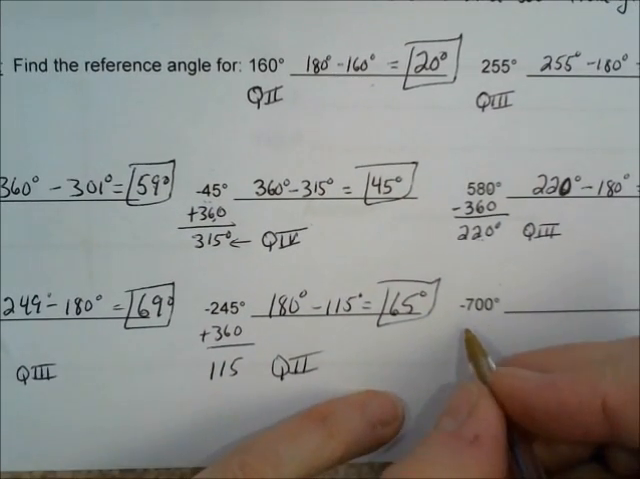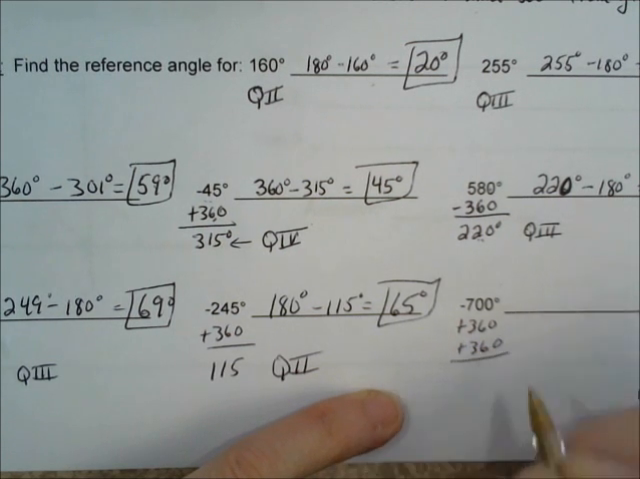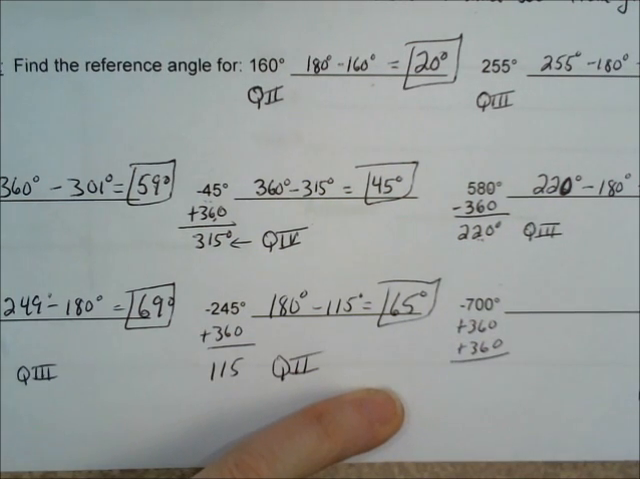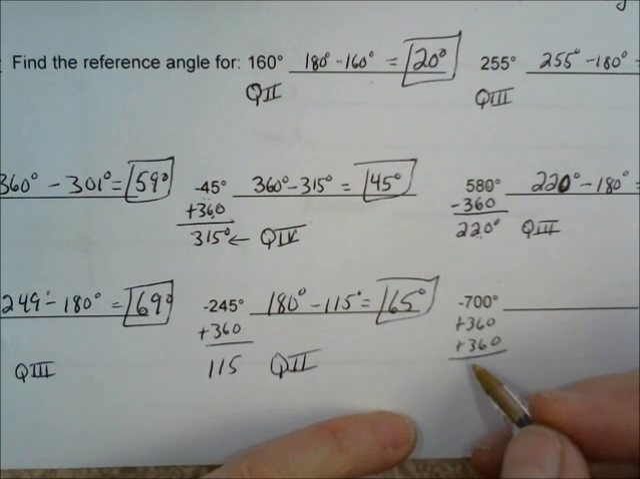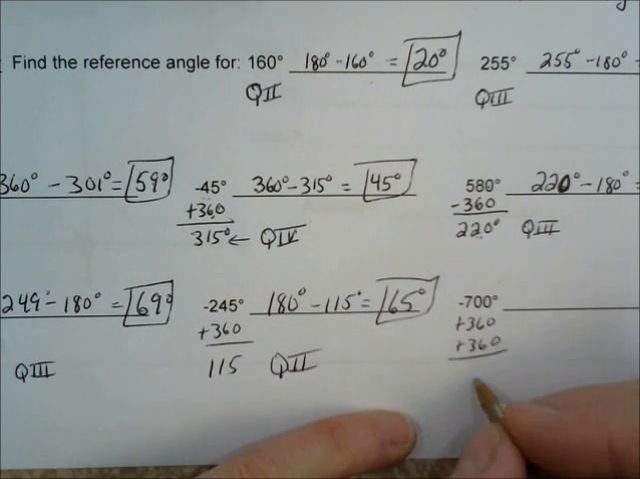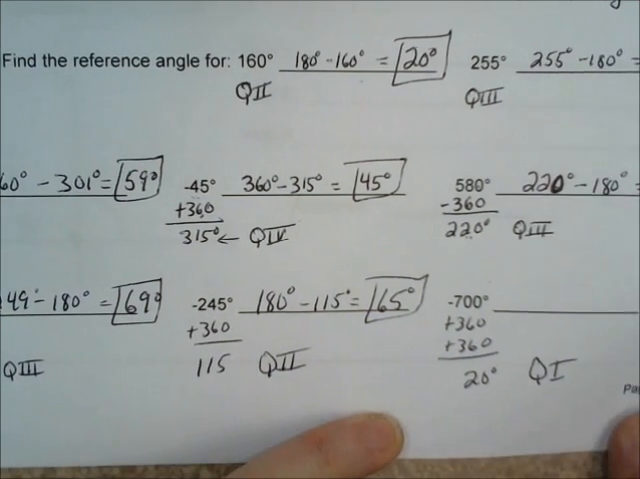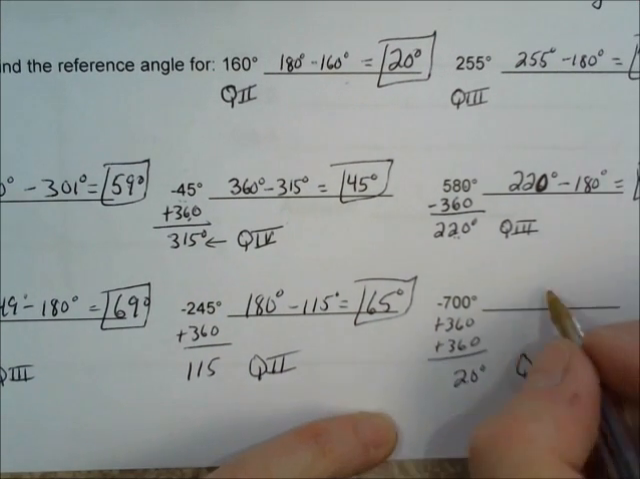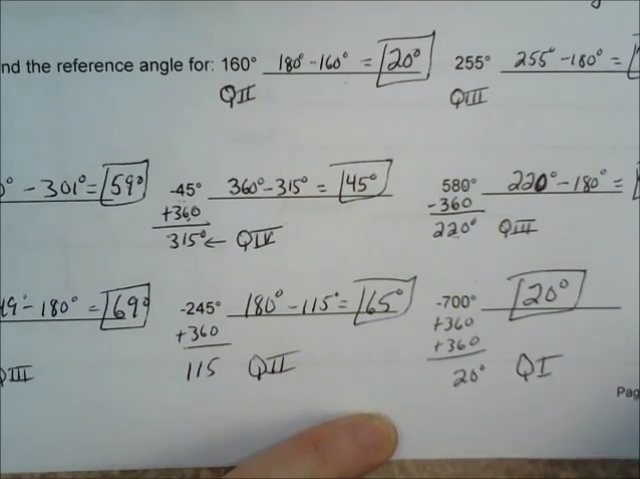And in this example, we're going to have to add 360 two times in order to get an angle between 0 and 360. So if you add 720 to negative 700, you get a 20-degree angle. That's in quadrant 1. And remember, quadrant 1 angles are their own reference angle, so this reference angle is 20.